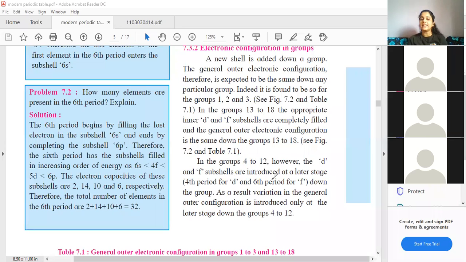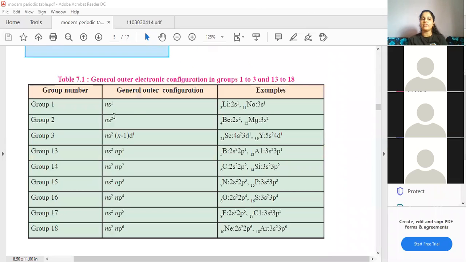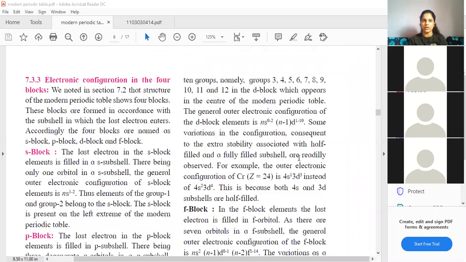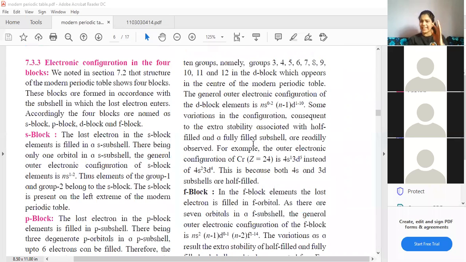However, this point is done. As a result, variation in the general outer configuration is introduced only at later stages, at 4 to 12. That is the reason they have not written the configurations for groups 4 to 12 over here. Anyway, even if they have not written it, the next topic that we are going to study will involve that configuration, so we don't have to worry about it.